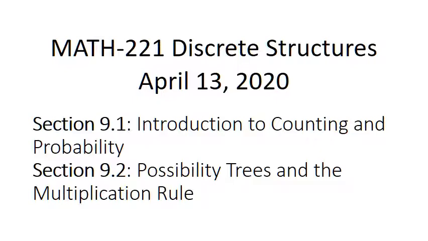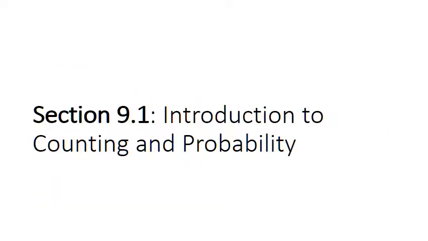So we didn't quite finish section 8.5, there were still some more things in there that we could have done, but we do need to keep moving along with the class so that we can finish in time. So we're going to go ahead and move on to chapter 9, and with section 9.1 and 9.2 today. Okay, so let's start with section 9.1. This is Introduction to Counting and Probability.